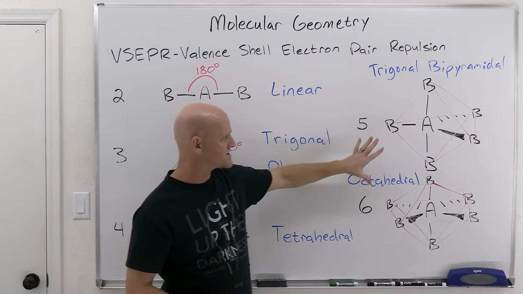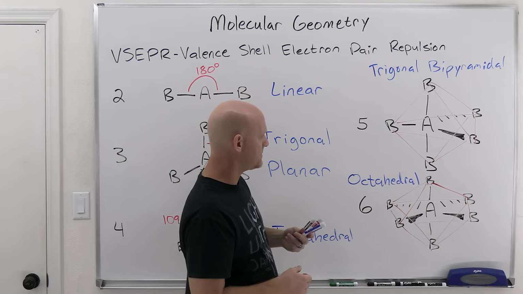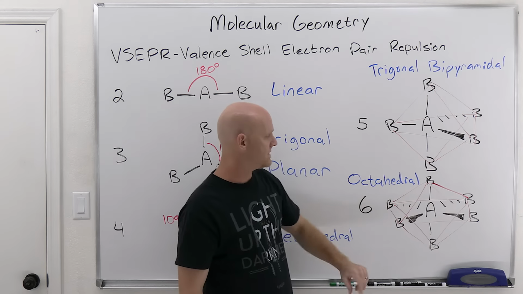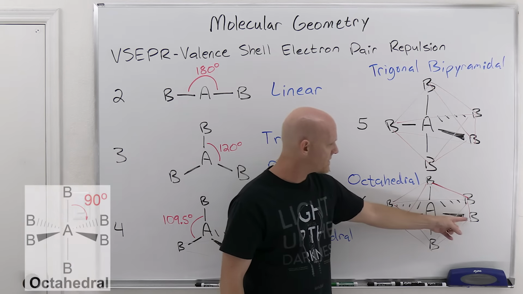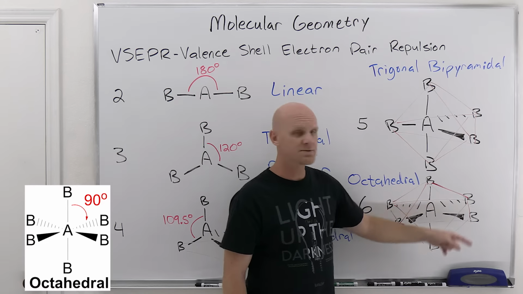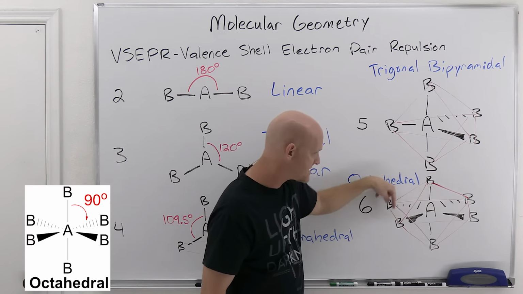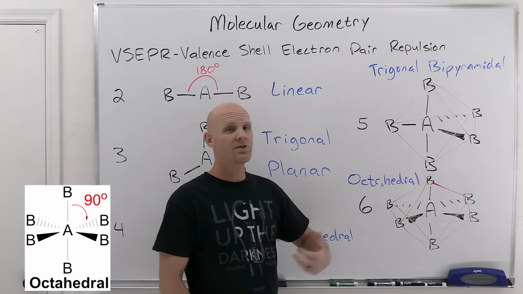Now, bond angles for these expanded octets are a little bit complicated because they're not all the same. But it turns out octahedral is a little easier to deal with because if you take any 2 that are next to each other, they're 90 degrees apart. So notice, like in this plane, we're just splitting these 4 things up around 360 in that horizontal plane, and they're all 90 degrees apart.